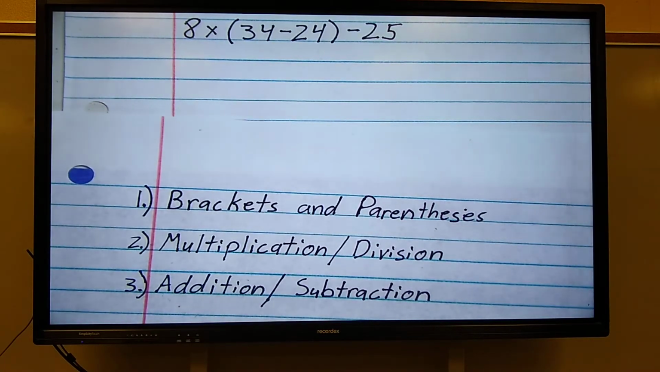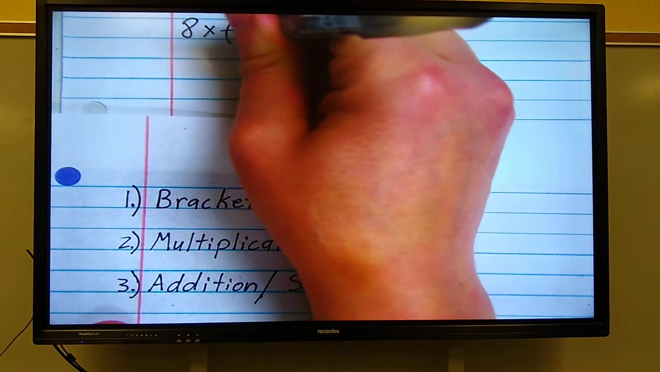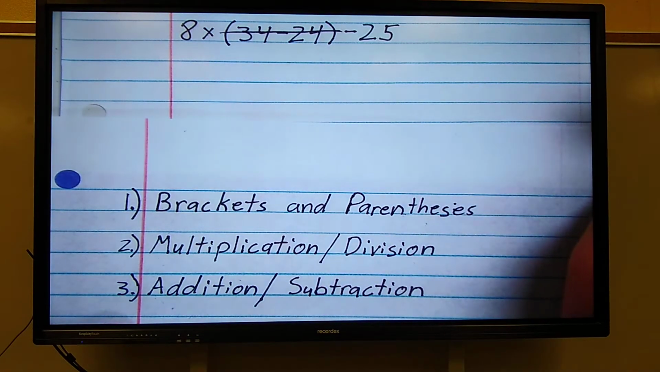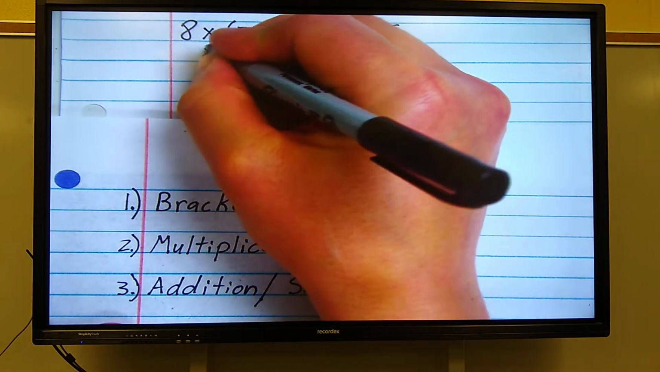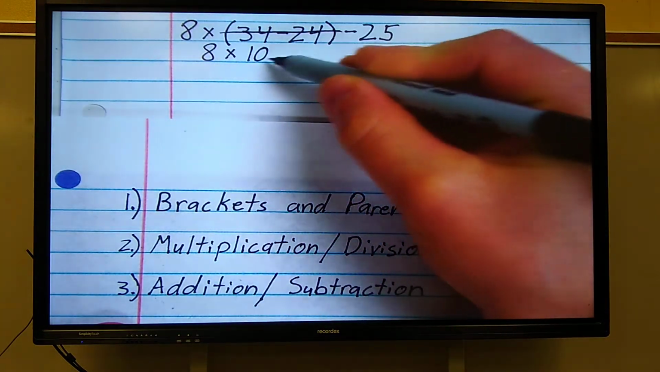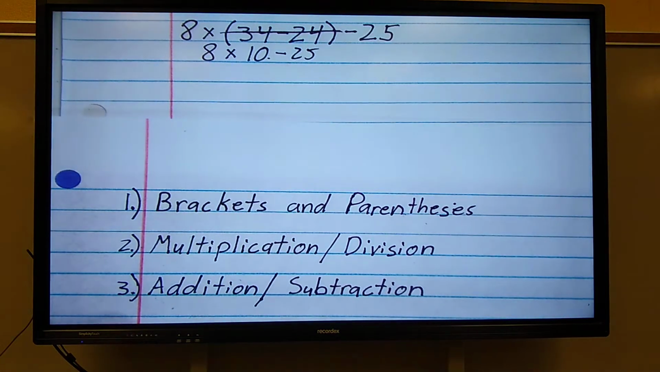Step number 1, brackets and parentheses. I do have parentheses here, so that's what I must do first. 34 minus 24 is 10, so I'm going to rewrite this problem. 8 times 10, instead of this problem, I'm writing 10 minus 25. So no more parentheses. Now multiplication and division from left to right.